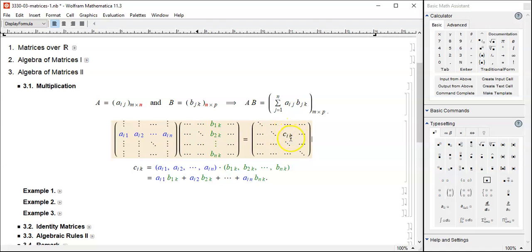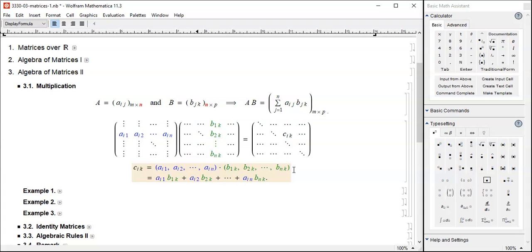So an arbitrary entry, the ik entry, is defined by the dot product of this row vector times this column vector. Like this. The dot product or scalar product of a row vector times a column vector, where the row vector comes from the first matrix A, and the column vector comes from the second matrix B. And in order to have a valid scalar product, we have to have the same dimension. They are both n-dimensional, as I highlighted over here and then there.